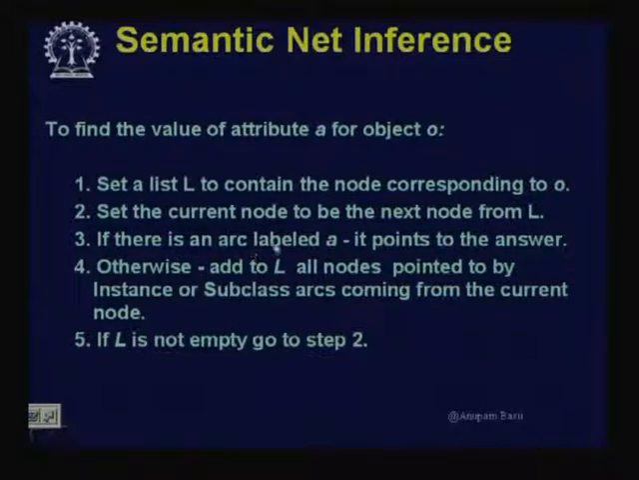If there is an arc labeled A, that is the attribute we are seeking, it points to the answer. We get the answer if we get it over there. Otherwise, what do I have to do? Otherwise I will have to traverse that network. So, in order to do that, we will add to L all the nodes pointed to by the instance or subclass arcs coming from the current node.